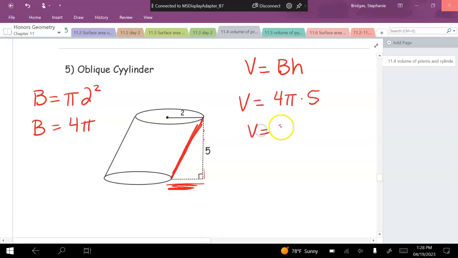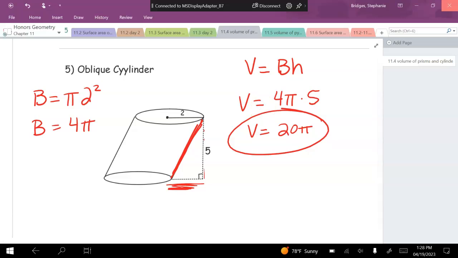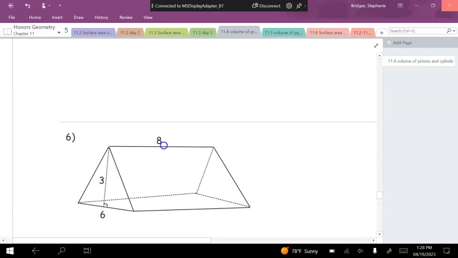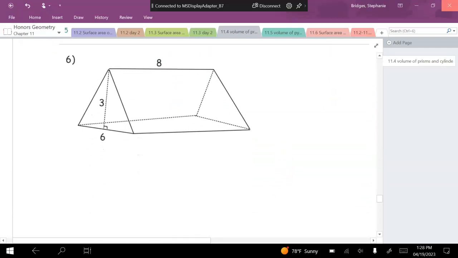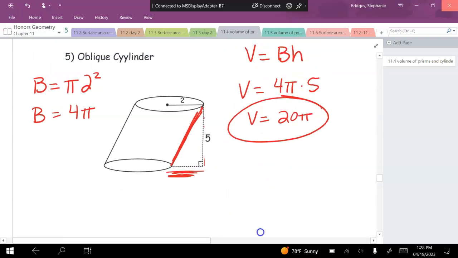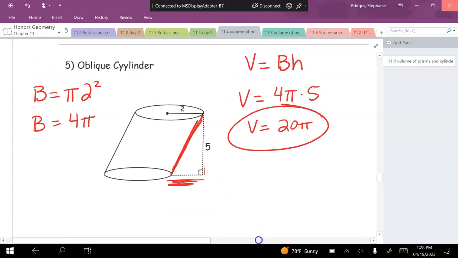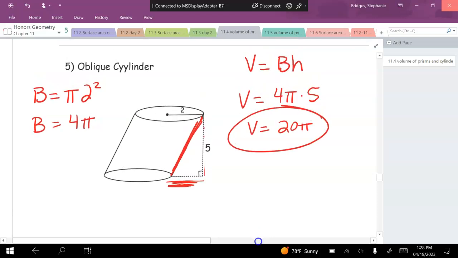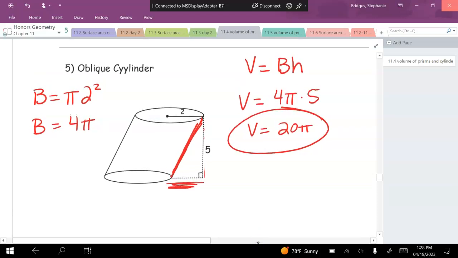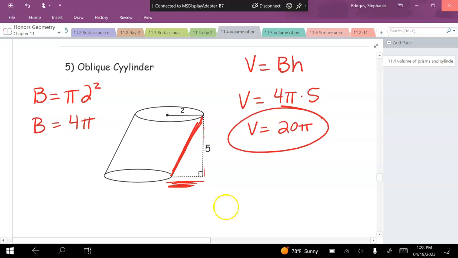I thought I was smart. I thought I was doing it right. Was that easy? Yes. So we got 20 pi? Y'all stop. Everybody stop. Write all that down. Are you good, Jerry?